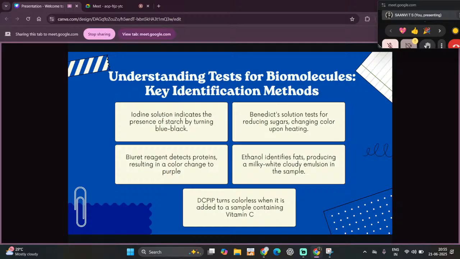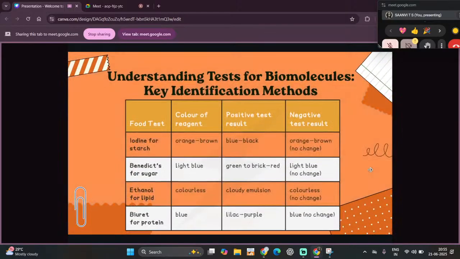Let's proceed to the next slide. So, as you guys can see here, it's a summary of the important things that you're supposed to remember for your test as well as for later when you guys will be studying biology. So, like we discussed, iodine test for starch. The color of iodine is orange brown, and when it's added to starch, the starch turns into a blue black color if starch is present. But if it's not, then there is no change in color. So let's remember iodine solution is orange brown, which turns to blue black on a positive test.